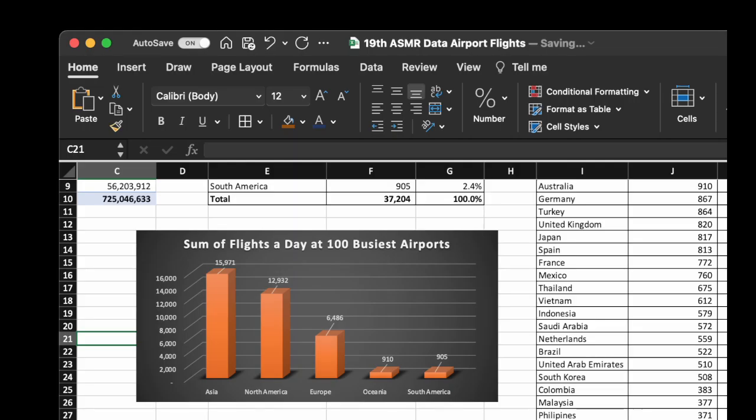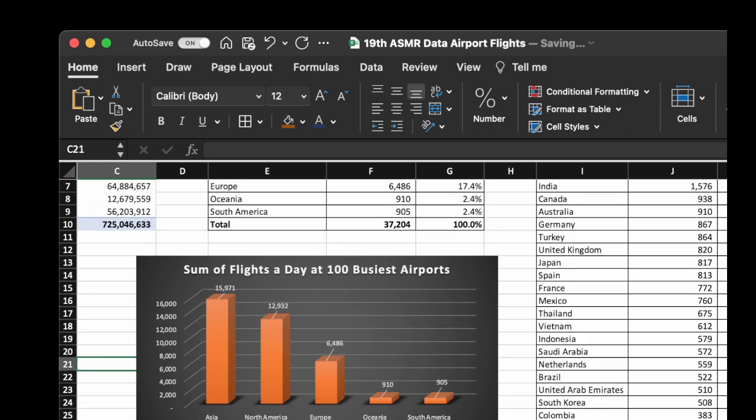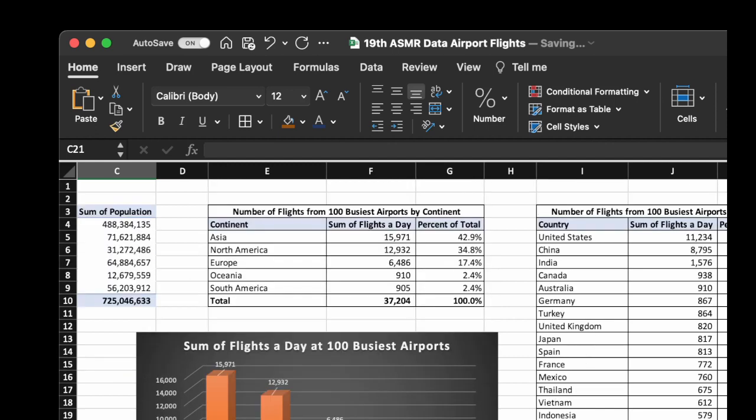See, scroll over for the chart. Again, Asia, North America, Europe, and again, for Europe, I combined the two entries for west of the Bosphorus. And then Oceania and South America. Then I looked at what percentage of the flights in a day were from certain continents. So again, Asia is 42.9%, North America is 34.8%, Europe is 17.4%, Oceania is 2.4%, and South America is 2.4%.